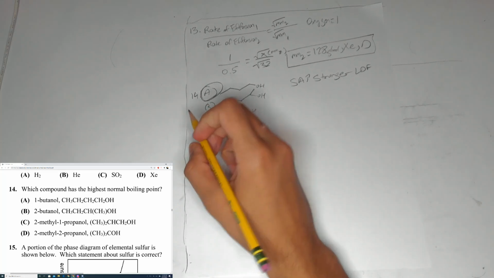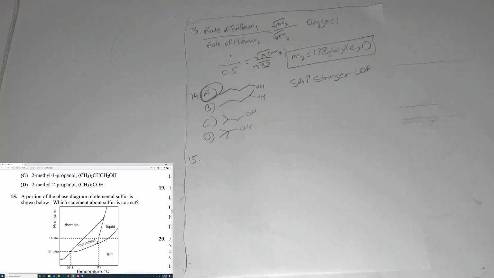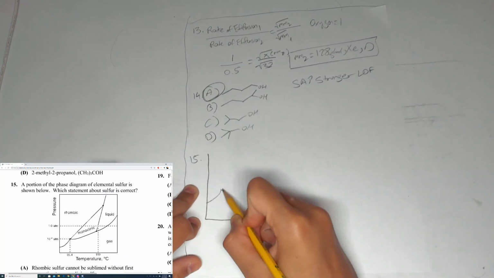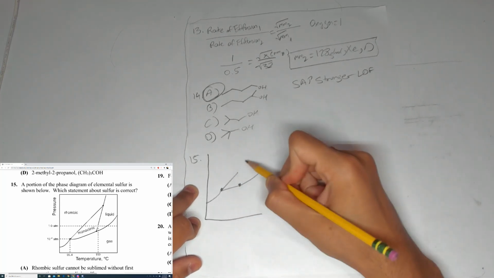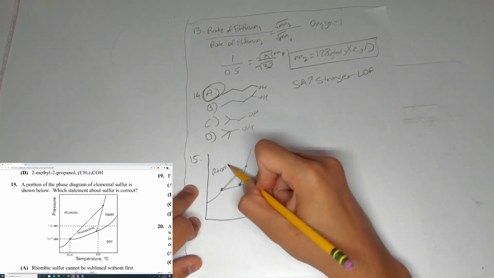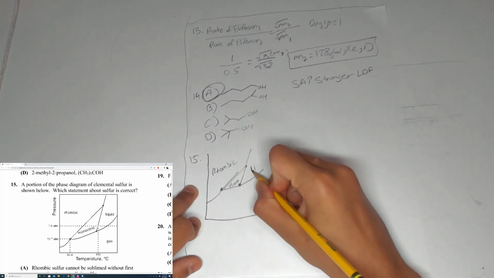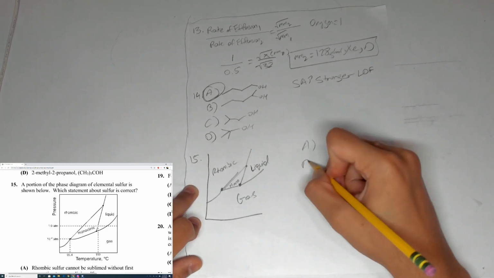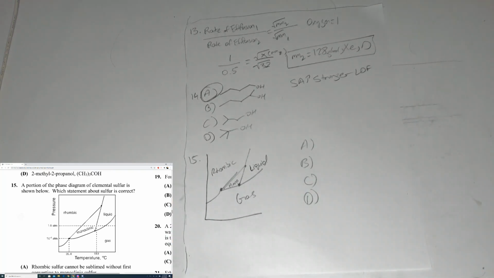Moving on to 15. 15 is a phase diagram question. Not too hard, so let's draw it out. I'll draw it out for you. So rhombic, mono, liquid, and gas. So let's take a look at the answers.